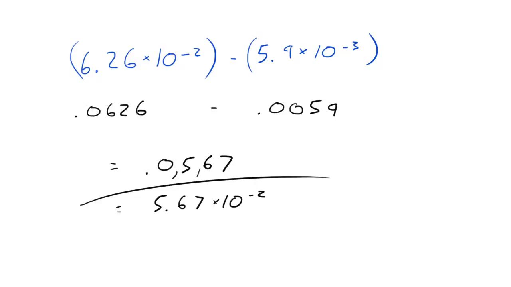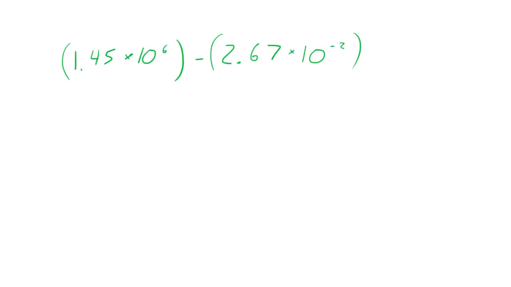Now to wrap things up, let's take a look at this right here. Now what we basically have is a really big number, 1.45 times 10 to the sixth, minus a really small number, 2.67 times 10 to the negative 2. So we're taking a really small amount away from a really big number, so we're going to end up with a really big number. We already know that. So let me walk you through this.